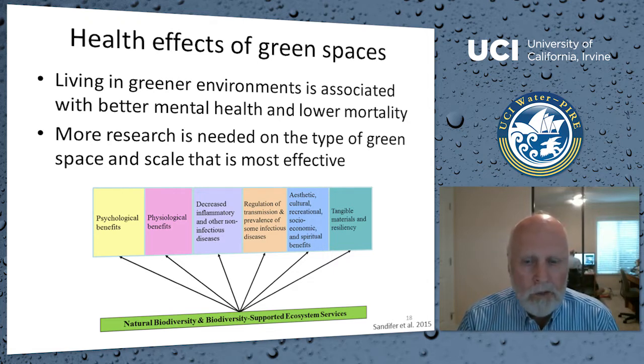And so I'm summarizing from one study here, which just lists out this set, I'm on slide 18 now, lists out this set of potential health benefits that come from green spaces. At the bottom, these authors are identifying natural biodiversity and biodiversity supported ecosystem services as being the root of all those benefits. But we know that living in greener environments now is associated with better mental health and lower mortality and other aspects of health.